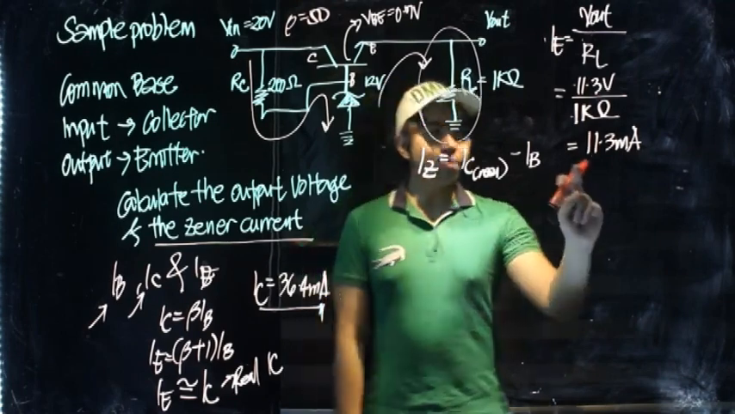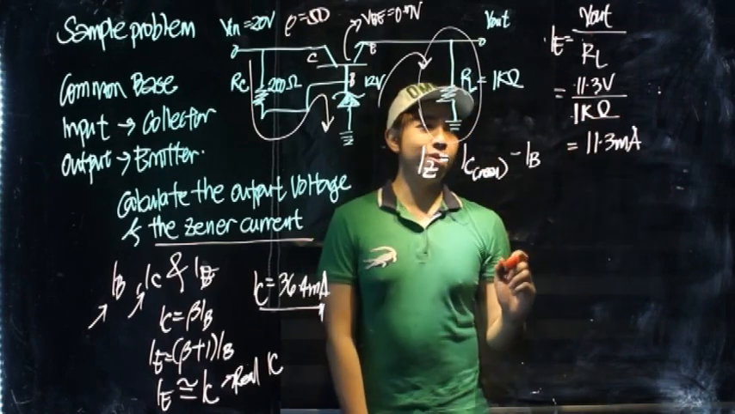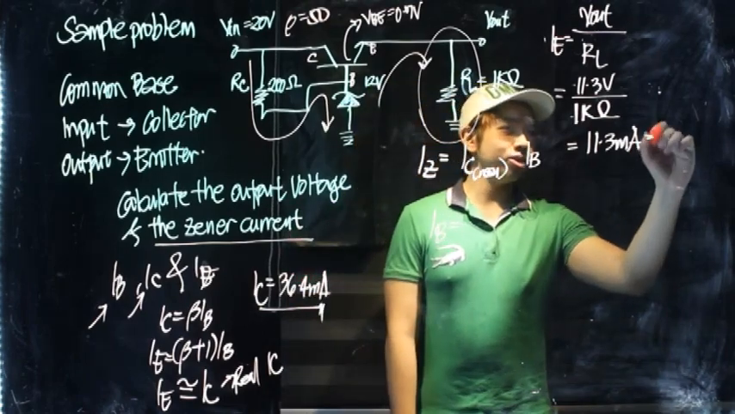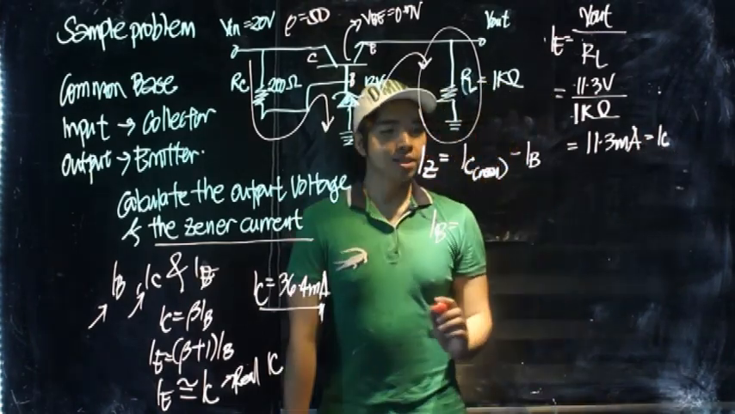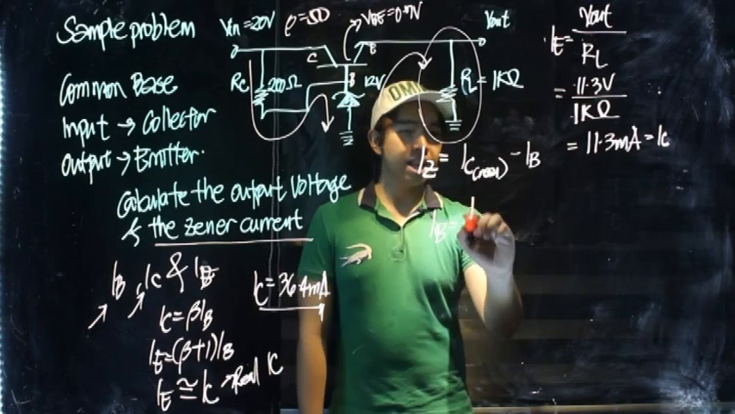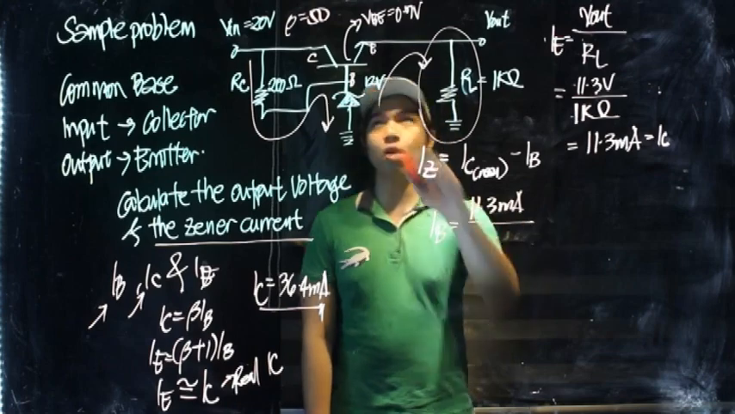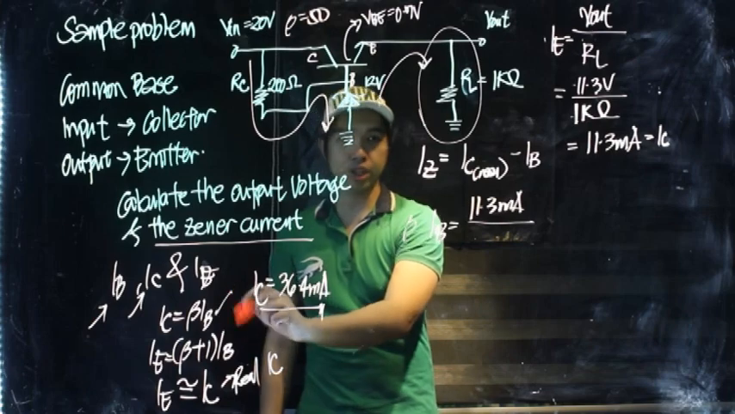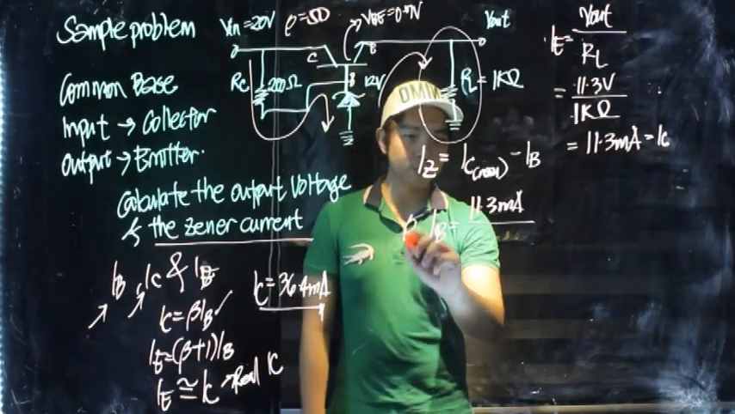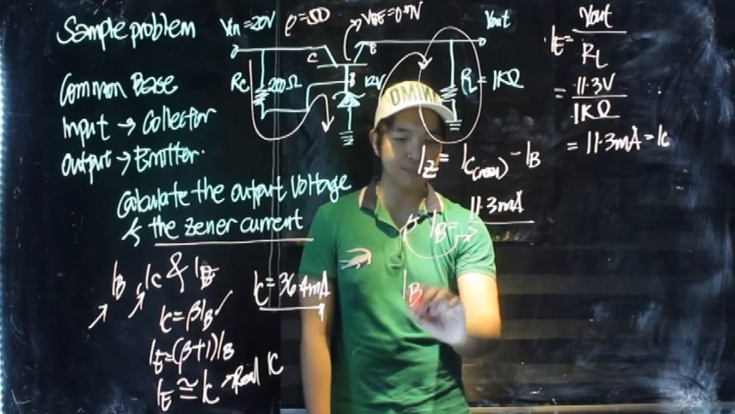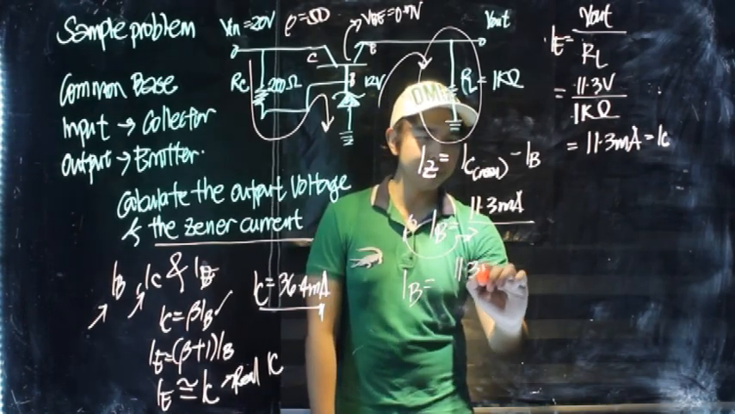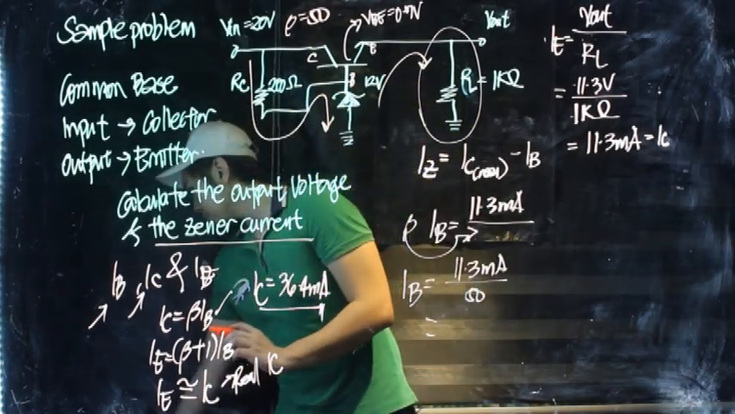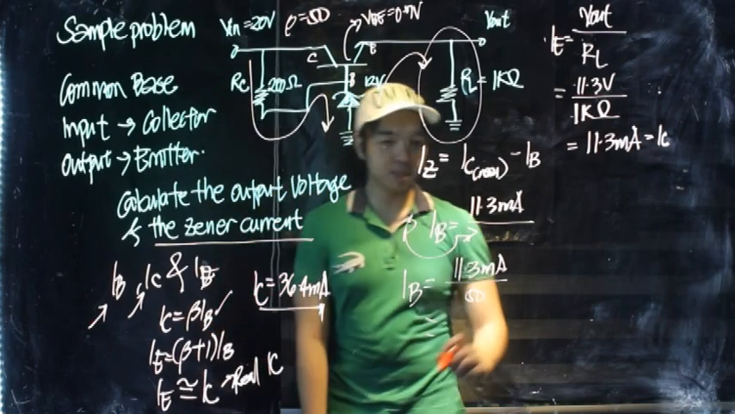Let's now utilize this to solve for our IB. Technically this is also equal to the real IC. So that would be equal to 11.3 milliampere divided by our beta 50, since we know that beta IB is equal to IC from this equation. Cross multiplying beta here, we have IB is equal to 11.3 milliampere divided by 50. And that would give us 22.6 microampere.